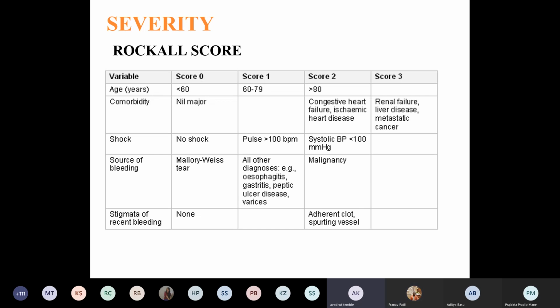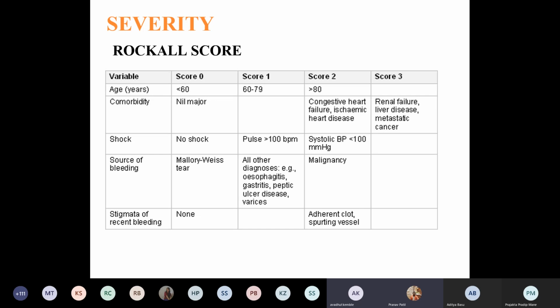And in score 2, hypotension is going to be present. Now the source of bleeding, what is the cause? In score 0, you have Mallory-Weiss, and score 1 covers most of the causes like esophagitis, gastritis, peptic ulcer disease, and varices. And in score 2, you have the malignancies.